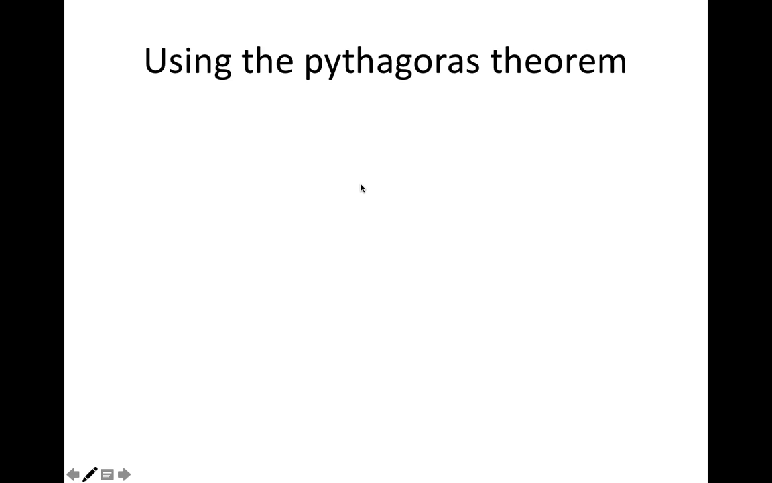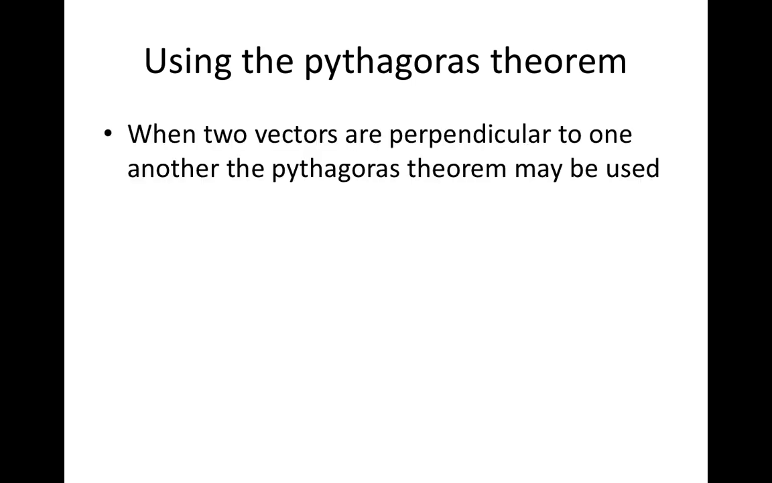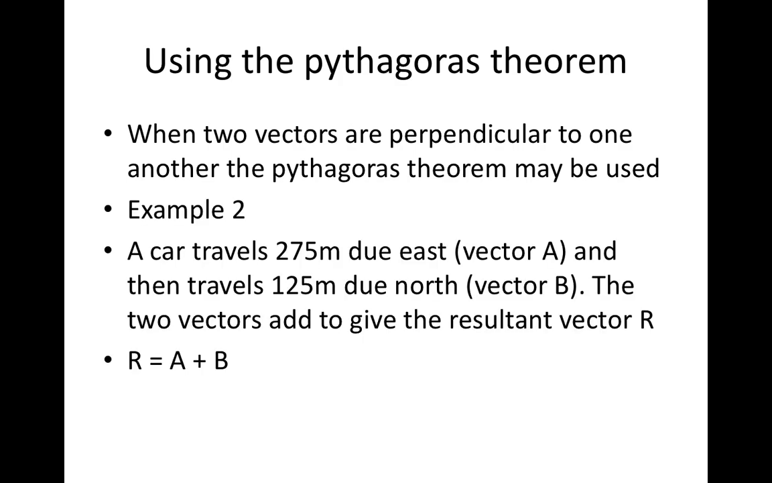Using the Pythagorean theorem. When two vectors are perpendicular to one another, the Pythagoras theorem may be used. Example: a car travels 275 meters due east, that's vector A, and then travels 125 meters due north, that's vector B. The two vectors add to give the resultant vector R. R equals A plus B.